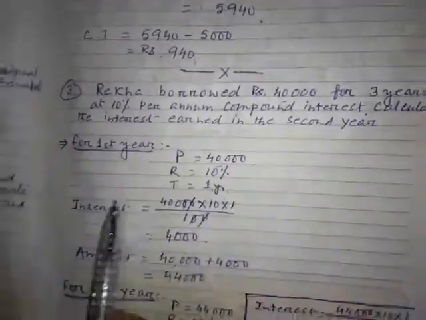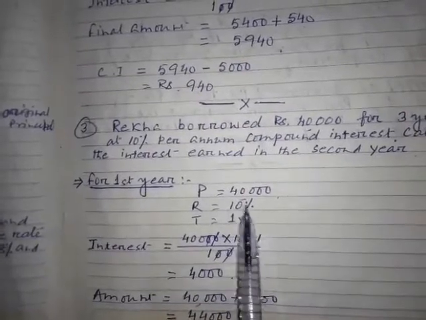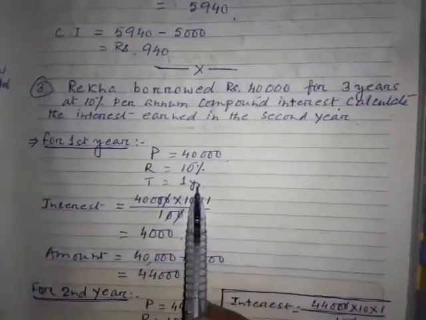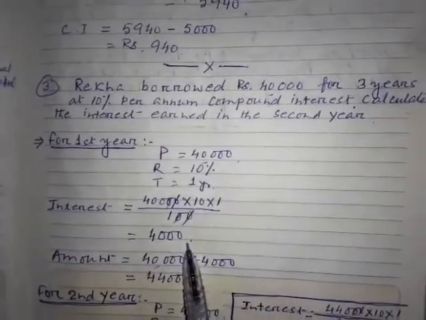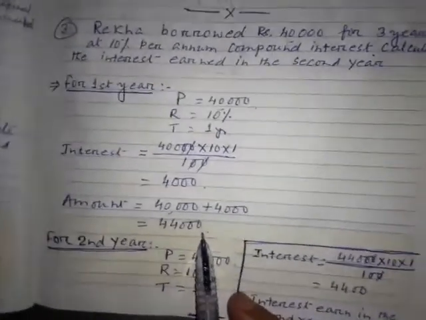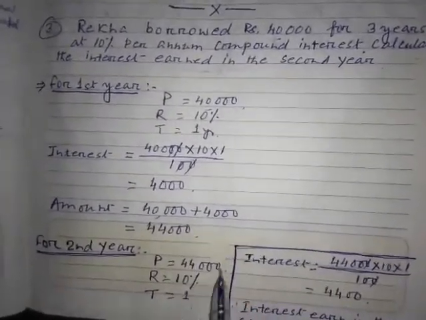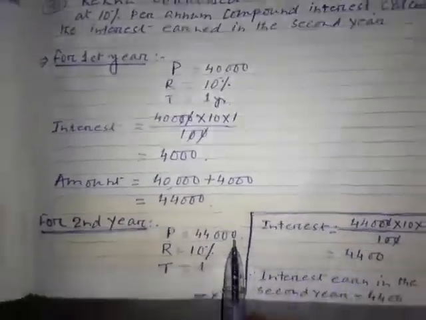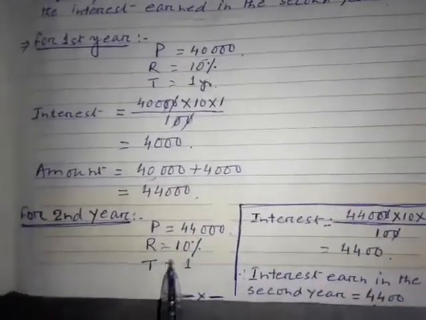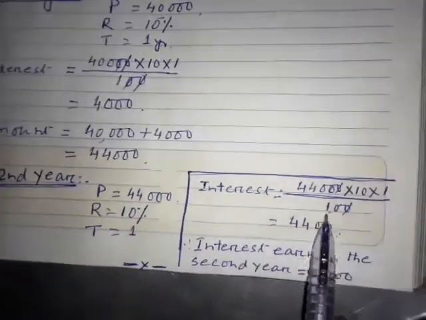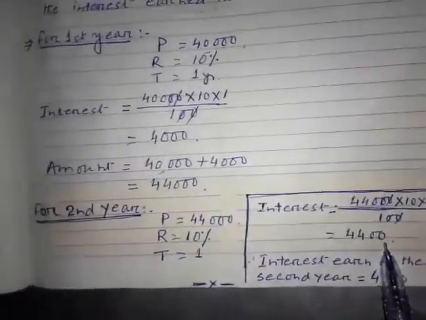Okay, so I've written here, first year principal is known to us, rate is known to us, time always 1 year, 1 year calculating it. You got the interest. If you add it with the principal, that is the amount for first year. What is the amount of first year? That will be the principal for the second year or not. So second year principal is known to you, rate is same 10%, always 1 year you are calculating. Now the interest you are getting to calculate it, 4,400.